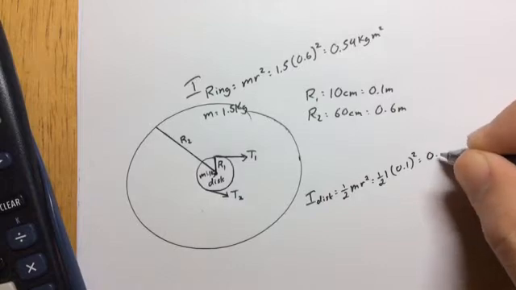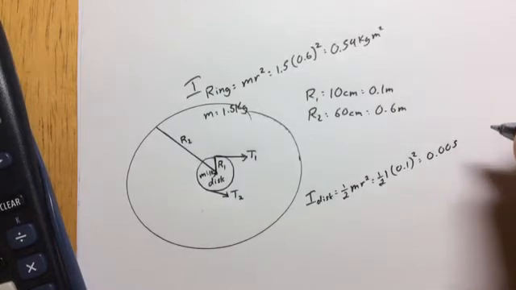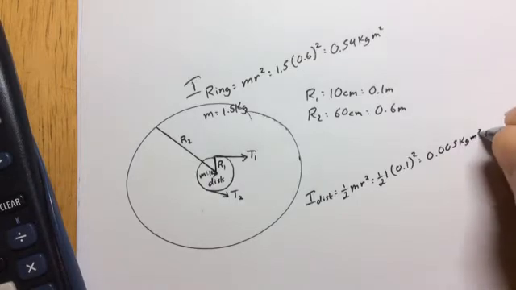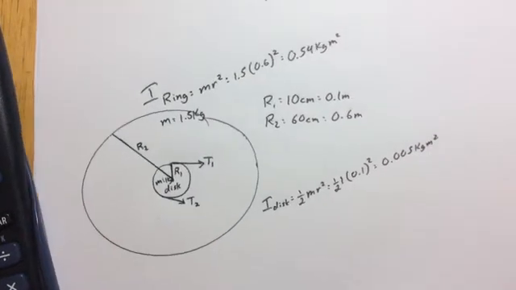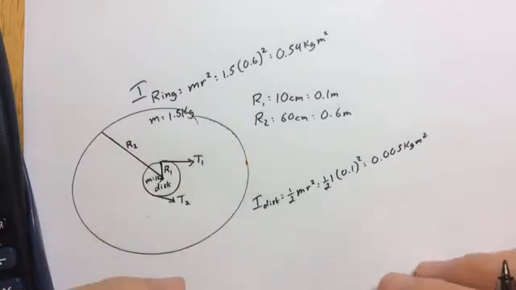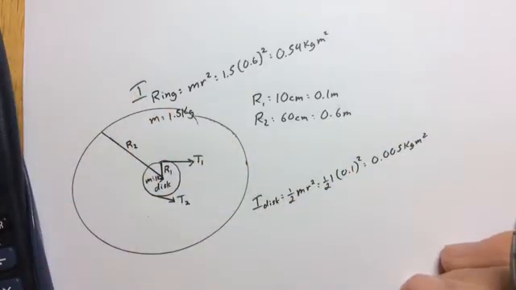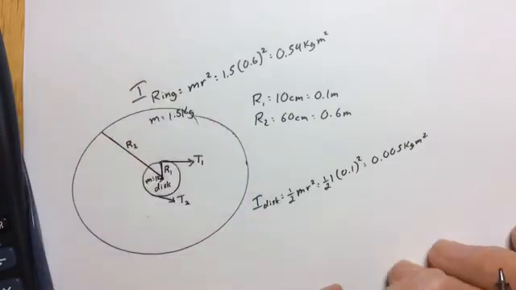So it's 0.005, or 5 times 10 to the negative 3, and that's going to be in kilograms meters squared. So, before we even start, we can find the inertia of the whole thing because we know the shape of the thing, we know what the mass is, and we're calling the outside just a ring, we're calling the inside a disc. You can simplify things like that. It's a lot easier to do that.